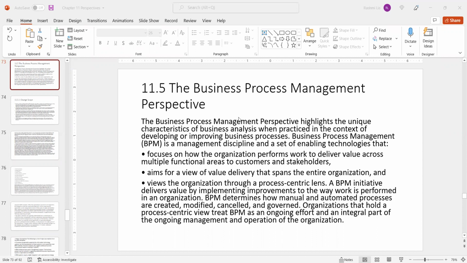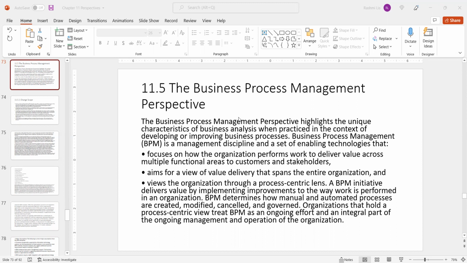And the business process management perspective highlights the unique characteristics of business analysis when practiced in the context of developing or improving business processes. So keep in mind that business analysis is not only restricted to IT or analytics projects, but it is broader than just those two perspectives or views.